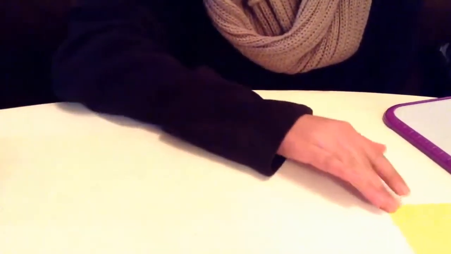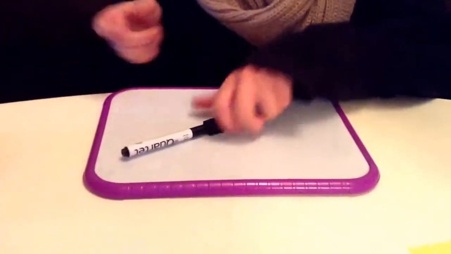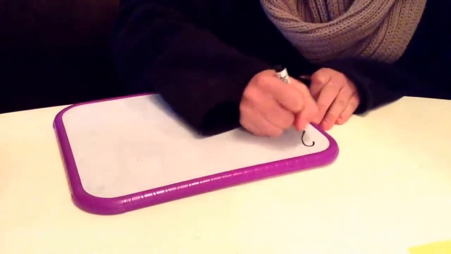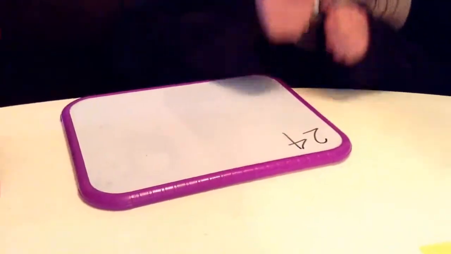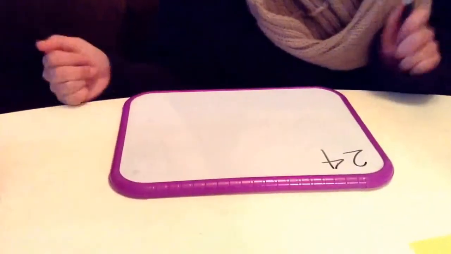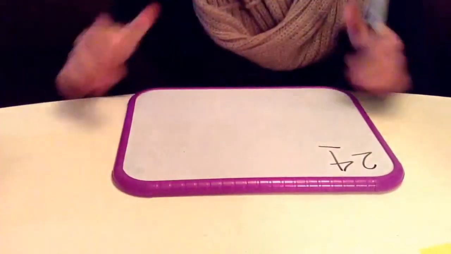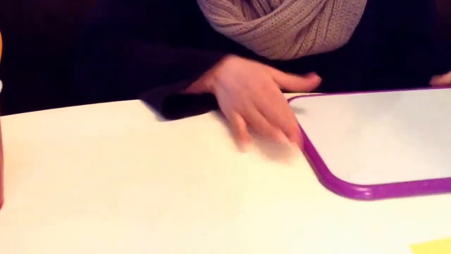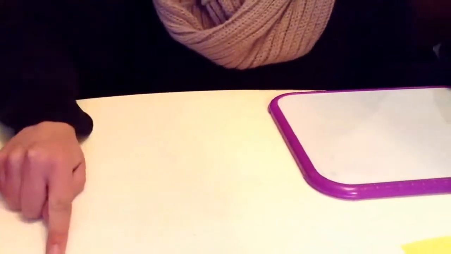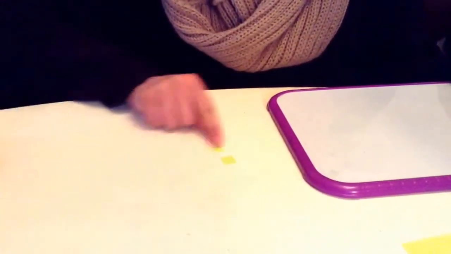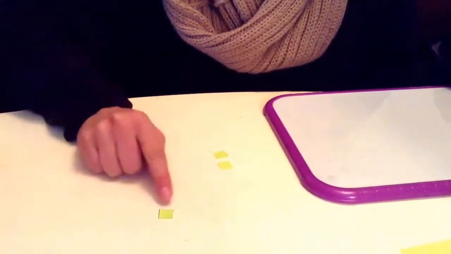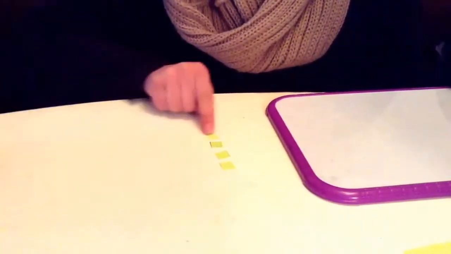So now, getting back to the problem, we know that Hannah started out with 24 pencils. We see that the 4 is in the ones place value. So this means 4 units. So let's get 4 units. 1, 2, 3, 4.